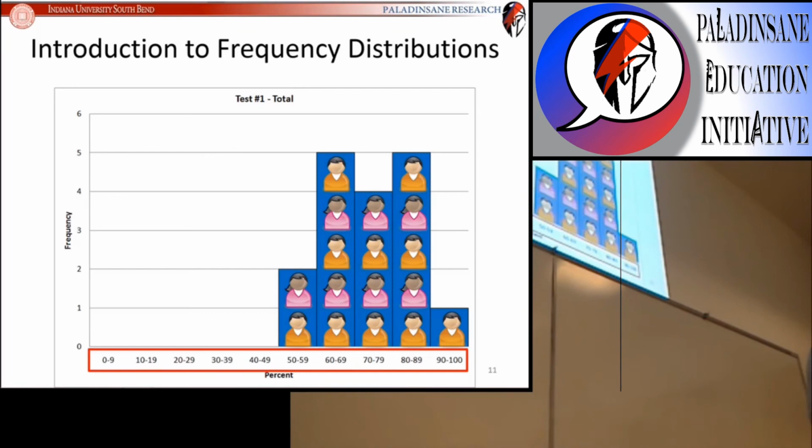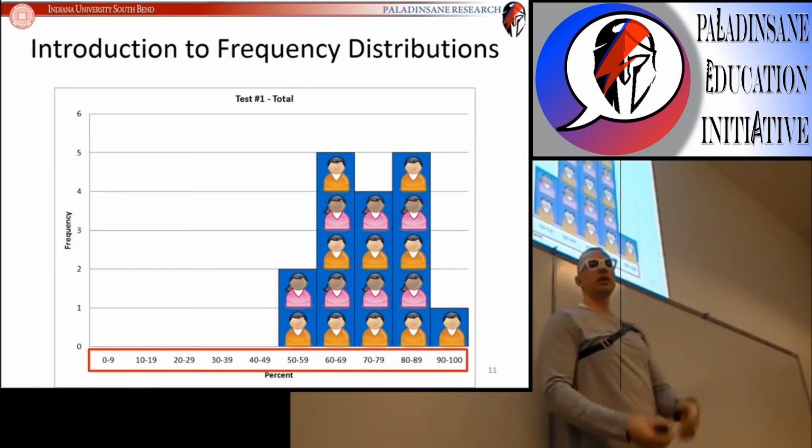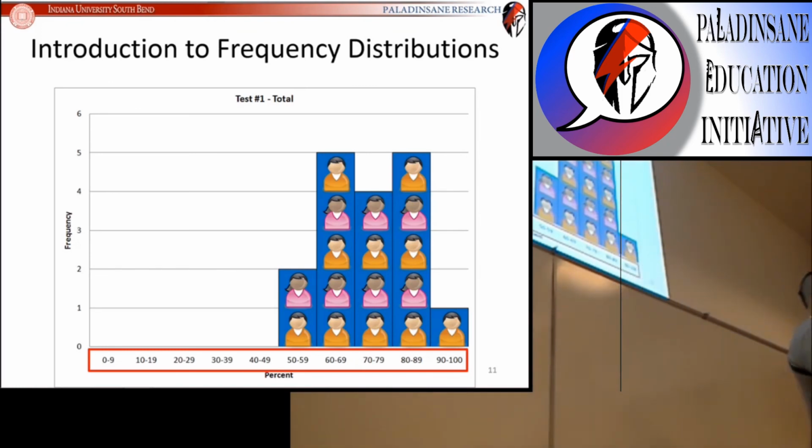So again, this frequency distribution has taken a whole bunch of numbers and summarized them in a way that we can understand. Once you are able to read a frequency distribution very fluently, you'll see that it summarizes a lot of information in a very useful way that's very readily and quickly understandable to our human minds. Any questions so far?